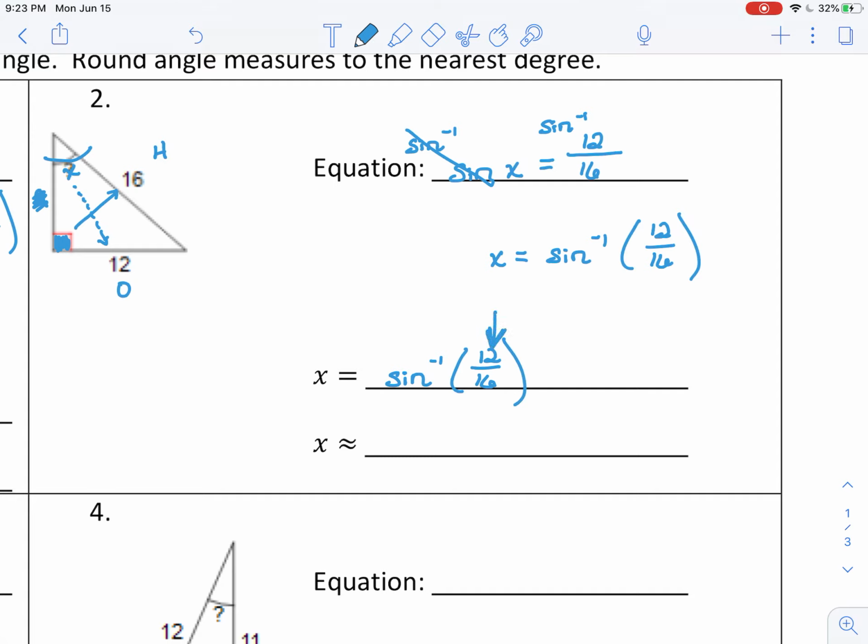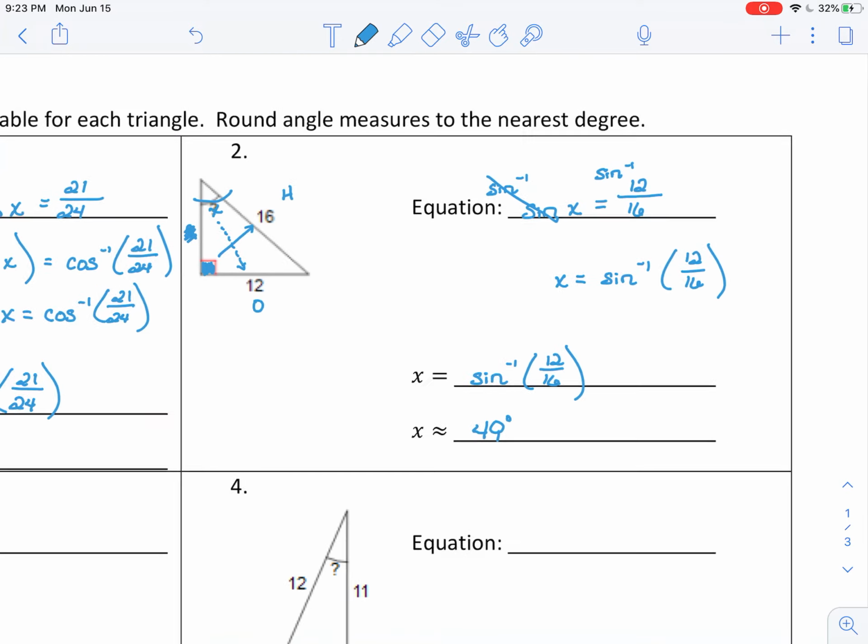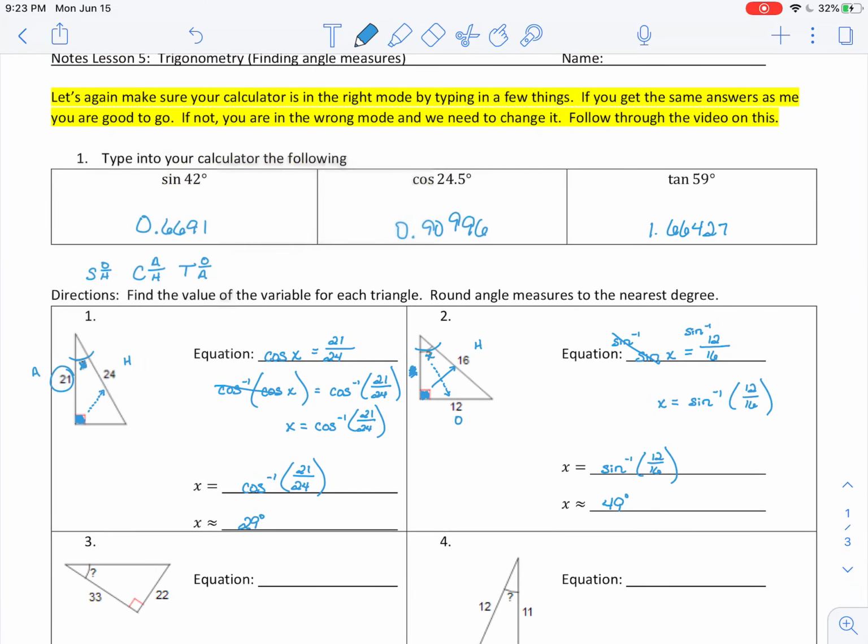So again, some of you start in this part. Do your 12 over 16 first and then sine inverse. For some of you, just go ahead and find second sine or shift sine and then type in 12 over 16. My calculator is saying 48.59. Again, I'm going to round these to the nearest degree and just say about 49. So, like I said, really similar to yesterday.